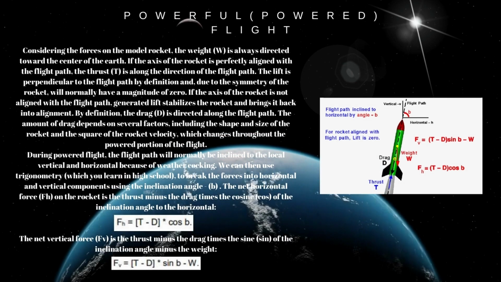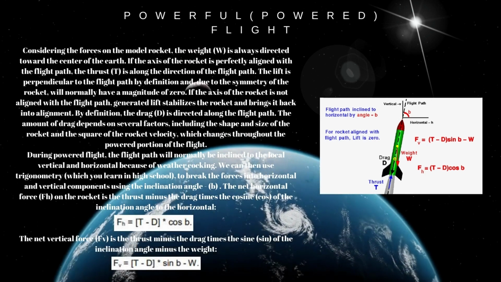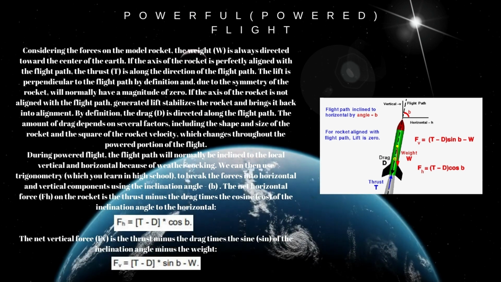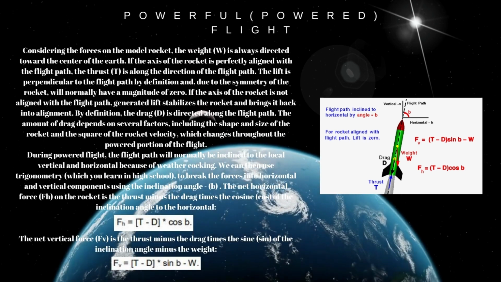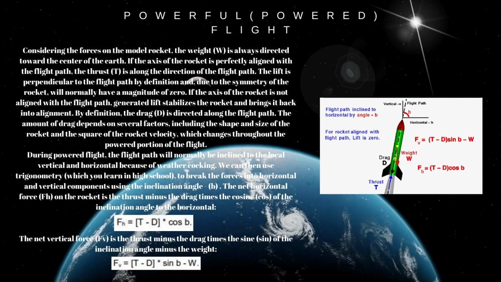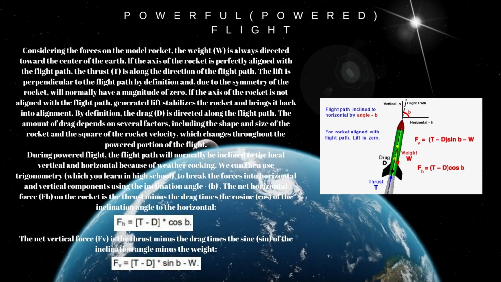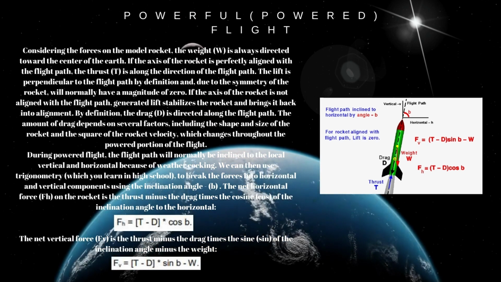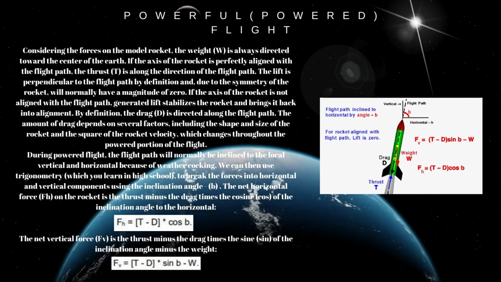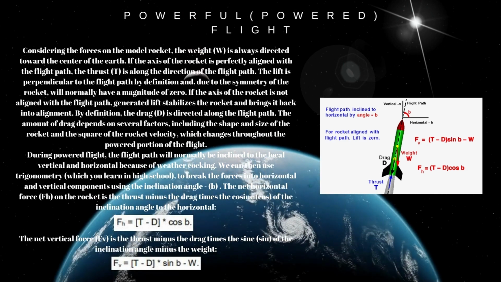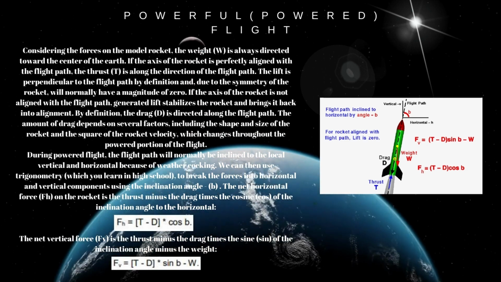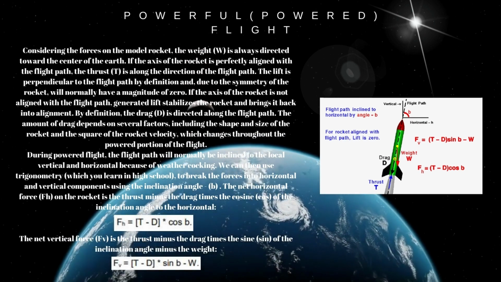Considering the forces on the model rocket, the weight is always directed toward the center of the Earth. If the axis of the rocket is perfectly aligned with the flight path, the thrust is along the direction of the flight path, the lift is perpendicular to the flight path by definition, and due to the symmetry of the rocket, will normally have a magnitude of 0. If the axis of the rocket is not aligned with the flight path, generated lift stabilizes the rocket and brings it back into alignment. By definition, the drag is directed along the flight path.